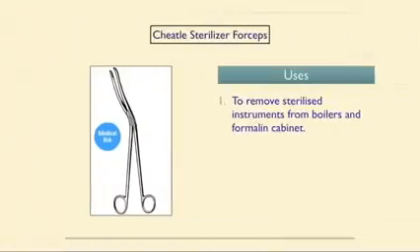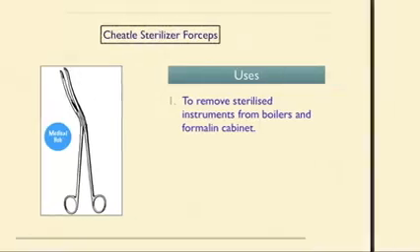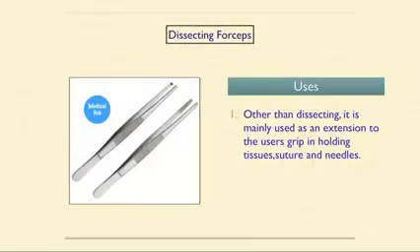So let's start. So this is Czerny sterilizer forceps. So it is used to remove sterilized instruments from boilers and formalin cabinet. Next, this is dissecting forceps. Use of this is, other than dissecting, it is mainly used as an extension to the user's grip in holding tissue, suture and needles.